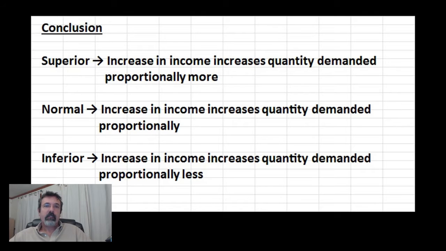So our conclusion here is, if a good is superior, an increase in your income increases the unit sales more than proportionally. If a good is normal, an increase in your income increases your quantity demanded by a proportional amount. And if the good is inferior, an increase in your income increases your quantity demanded less than proportionally.